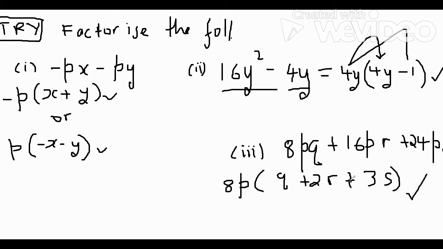Over number 2, sir, number 2, please. The highest common factor of 16 and 4 is what? 4. Whenever you're factorizing with powers, you use the lower power number.